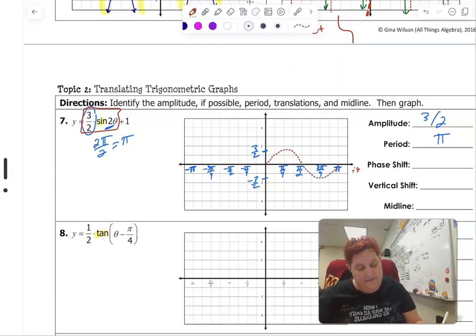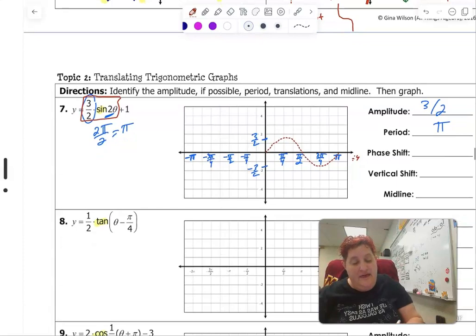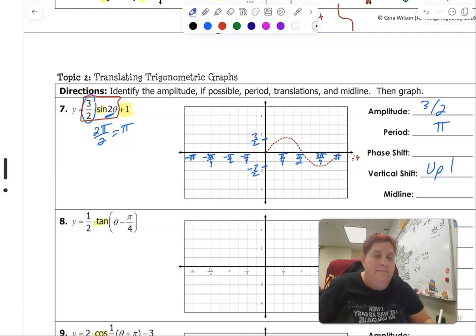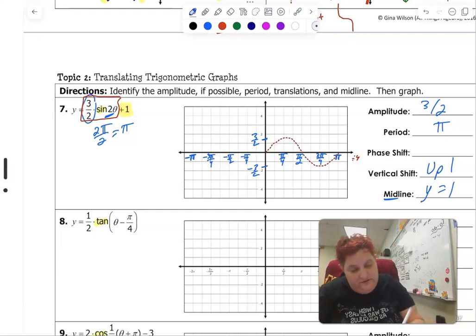So it's going to go like that. You don't even necessarily have to do the whole thing. Then you do the phase shifts, all right? Now, this shift, it has right here plus 1. That's actually a vertical shift. It goes up 1. And when it goes up 1, it makes this midline, the middle line, up 1. Y equals 1 instead of y equals 0.